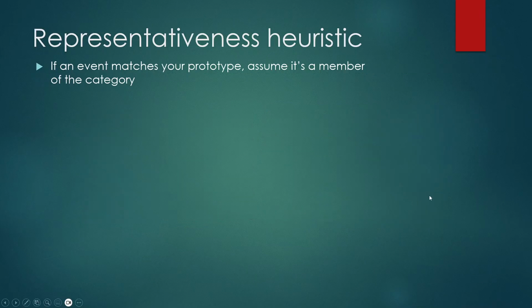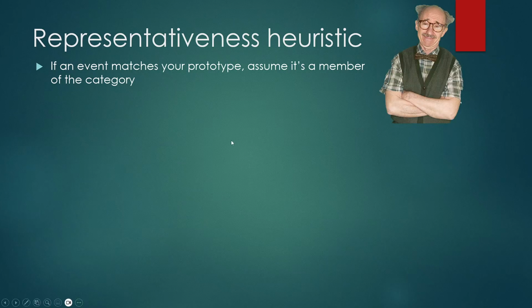So the representativeness heuristic tells us that if an event matches your prototype, if it represents your prototype for a category, it's probably a member of the category. That seems like a safe bet, doesn't it? It seems like a safe judgment to make. It matches my prototype for a category, it probably belongs to the category. Why does it look so close to my prototype otherwise? So let's give some examples.